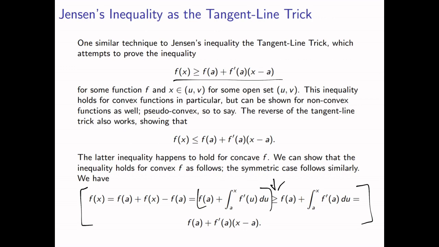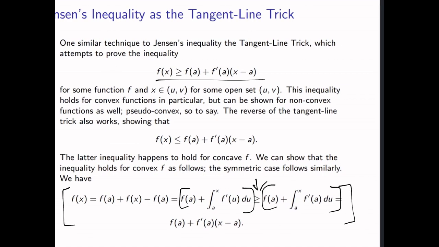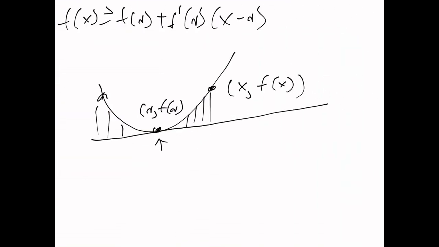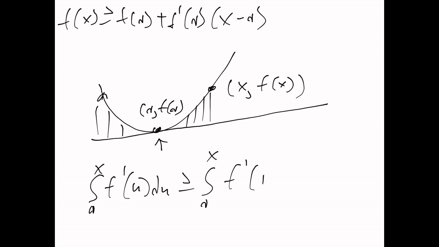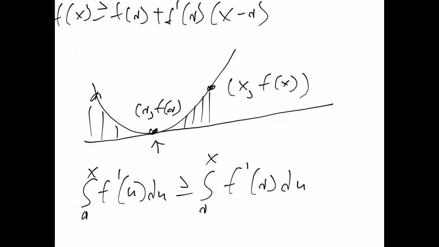To prove how we get from here to here, all we really have to show is that the integral from a to x of f prime of u du is greater than or equal to the integral from a to x of f prime of a du. Note that f prime of a is a constant. It's just a number. So when we integrate with respect to du, it just turns into a rectangle. And so we can prove this graphically.